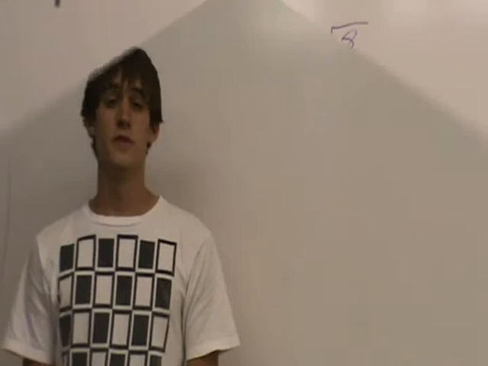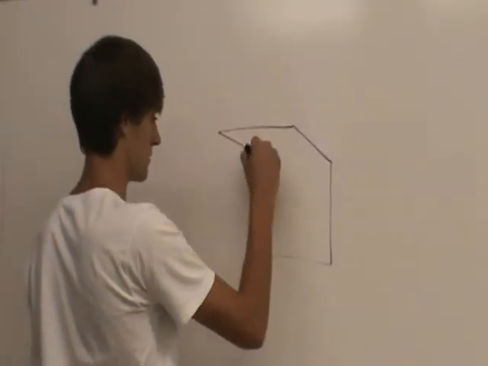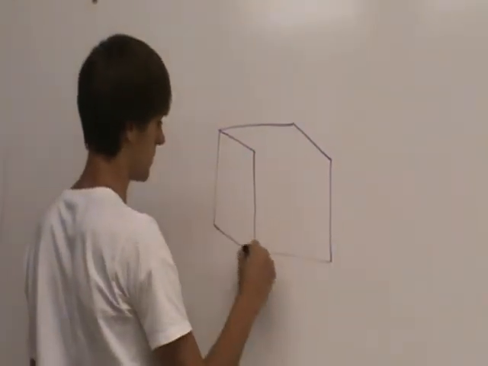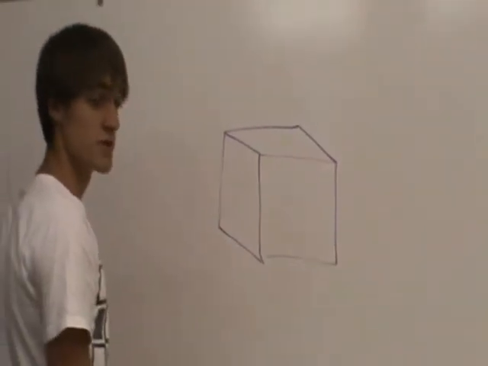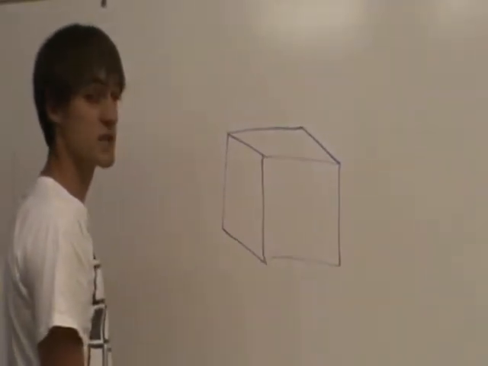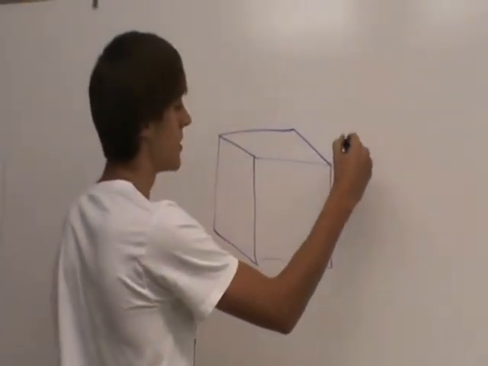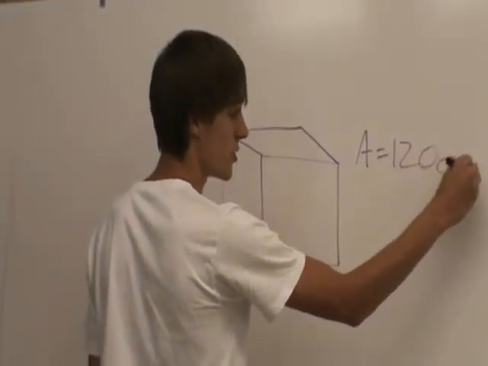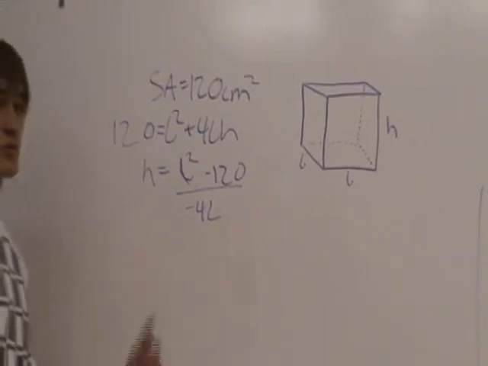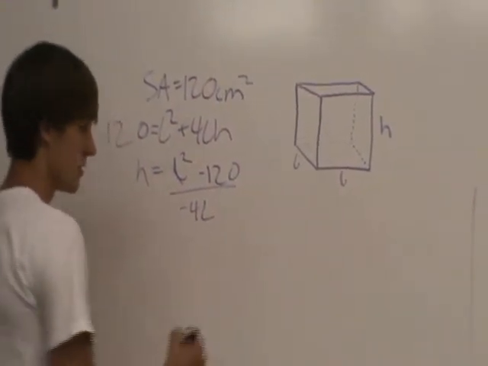For the second problem, we have an open box, and we're supposed to find the dimensions that give it the maximum volume. The whole box uses an area of 120 centimeters squared of cardboard. Now that we have an equation for height, we can plug this into the volume equation.